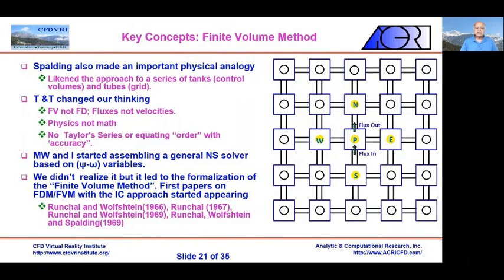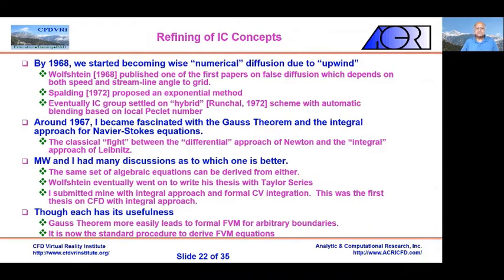So Micha Wolfstein and I started assembling a general Navier-Stokes solver based upon stream function vorticity variables that will work for any 2D flow. We didn't realize at that time, but this was the formalization of the finite volume method. The first paper started appearing soon thereafter. Our first paper came in 1966. Then there was one in 67, 69, 69. So over a period of 3 years, we had 4 or 5 papers that established the finite volume method. These concepts were later refined as time went on.